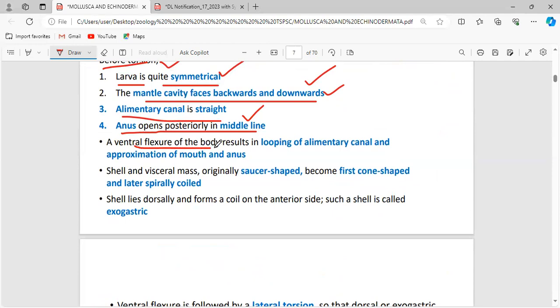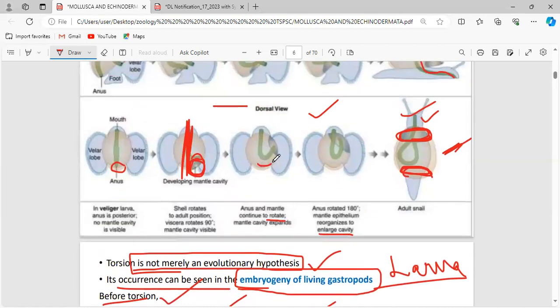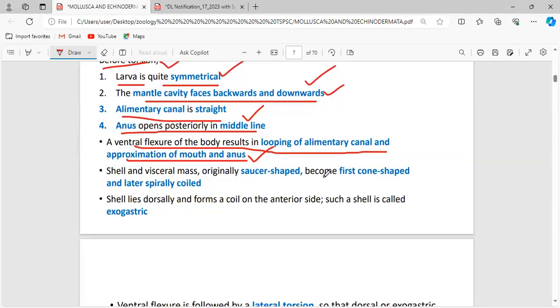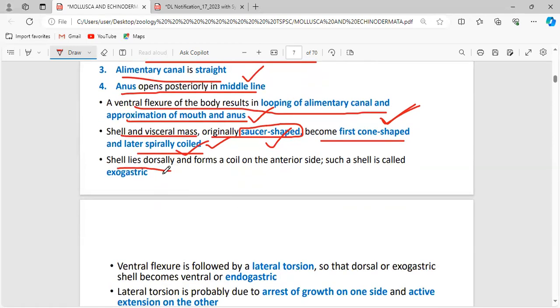Now, a ventral flexure of the body results in looping of the alimentary canal and the approximation of mouth and anus. After some time, it tends to rotate along with the mantle cavity, and it moves 180 degrees. Okay, the shell and the visceral mass, originally saucer shaped or cup shaped, become first cone shaped and later spirally coiled. Initially it was in the shape of a saucer, later it becomes a cone shape, and after that it becomes coiled.